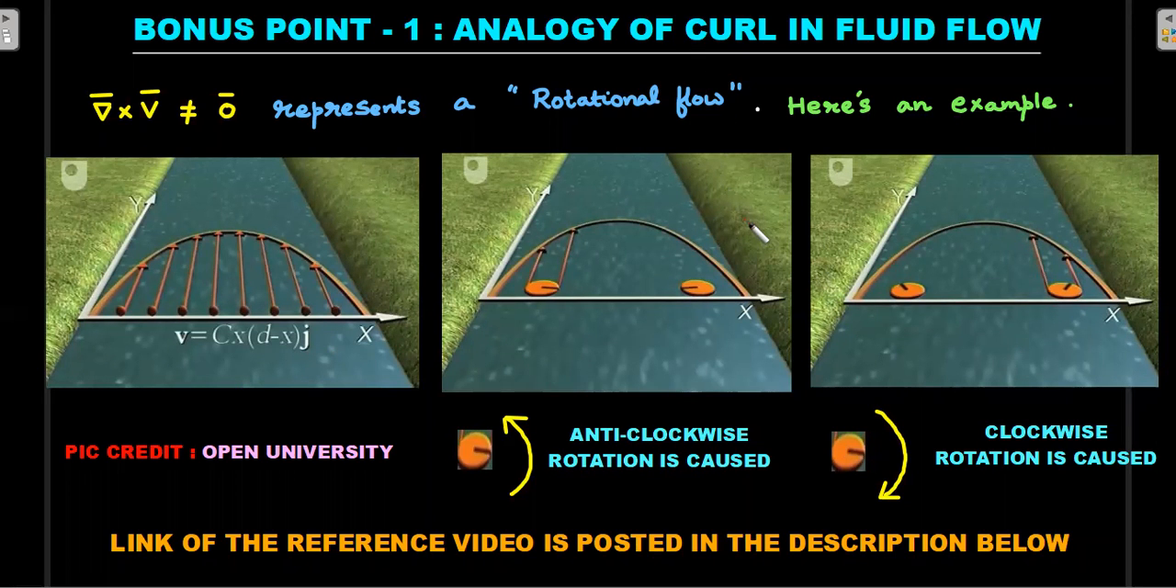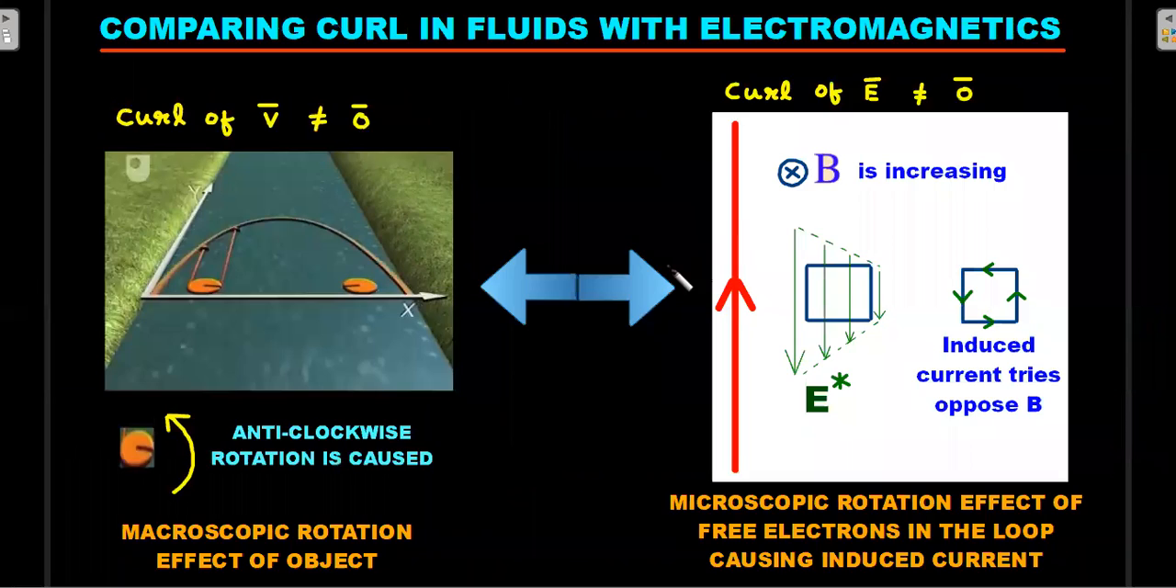Now let's try to use this visualization for the current problem, wherein just like when the curl was non-zero in case of the liquid flow, we ended up having a macroscopic rotation of an object. Similarly, whenever the B was increasing in front of a straight wire, the value of the curl of E doesn't come out to be zero, right? So it's a non-conservative electric field. Whenever curl is non-zero, it's a non-conservative electric field.